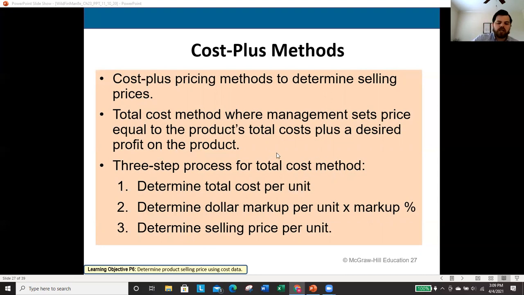So there is a three-step process for this total cost method, and this is to determine the total cost per unit, then to determine the dollar markup per unit times my actual markup percentage. Then we will actually come down and set that selling price per unit.